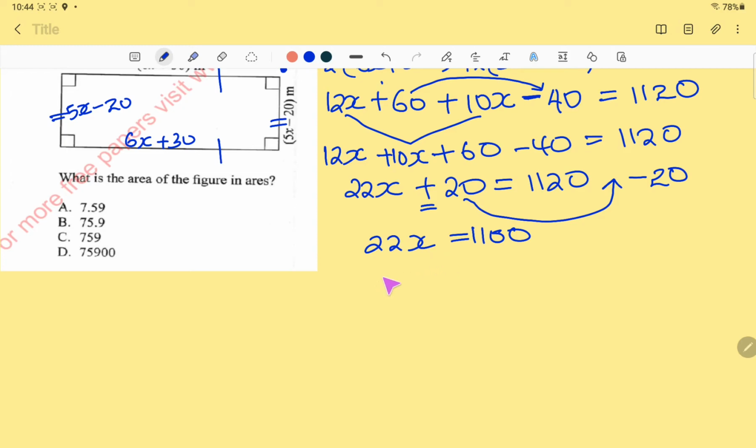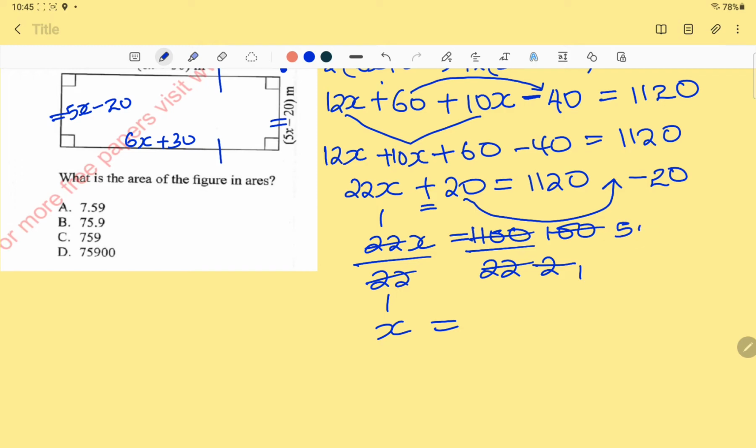Okay? Now, since we want to solve for x, we divide both sides by 22. So it will be divided by 22 over here, divided by 22 on the other side. So 22 by 22 is 1, and we are left with x is equal to, let's divide by 11 first. 22 divided by 11 will give us 2. 1100 divided by 11 is 100. Then 100 divided by 2 is 50. So we have x as 50.